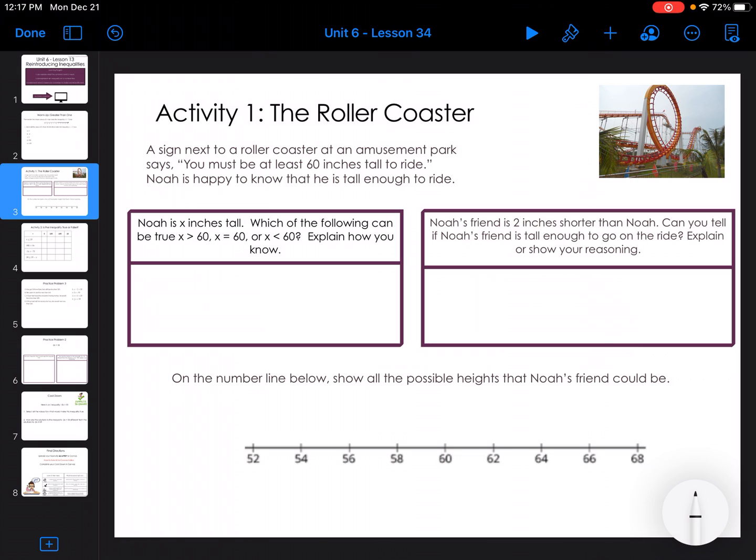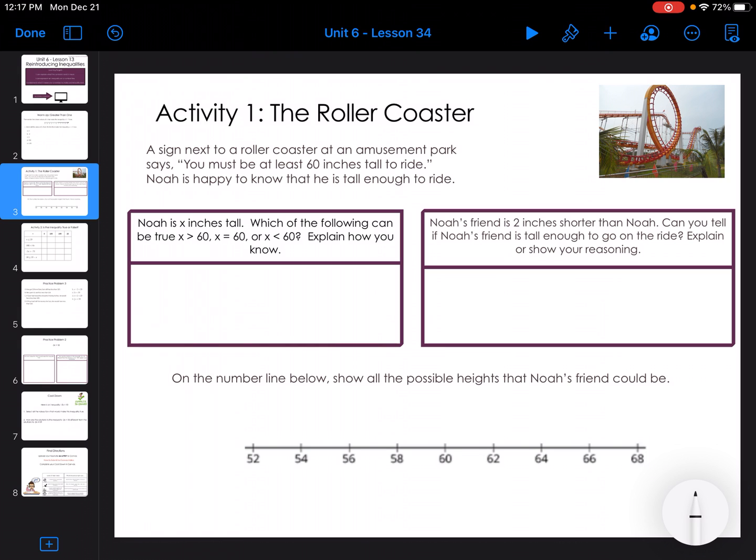So now, a sign next to a roller coaster in an amusement park says you must be at least 60 inches tall to ride. Noah is happy to know he is tall enough to ride. Noah is X inches tall. Which of the following can be true? X is greater than 60, X is equal to 60, or X is less than 60. Explain how you know.